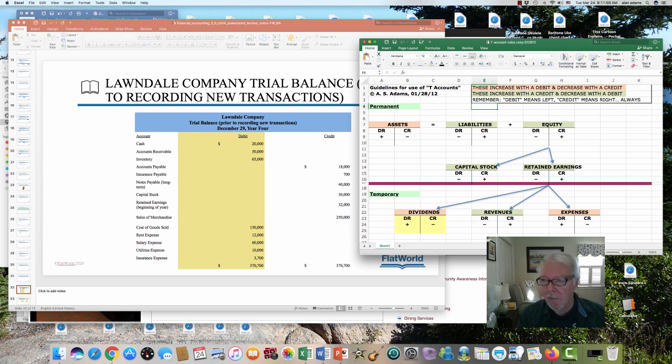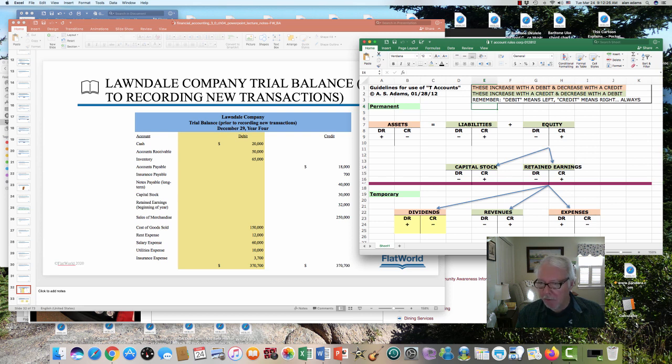I further pointed out that equity, see my blue arrows there, equity contains both capital stock, which is contributed capital from the owners, and retained earnings, which is the accumulated balance of all profits we've ever made, all added together, okay? Minus any dividends.